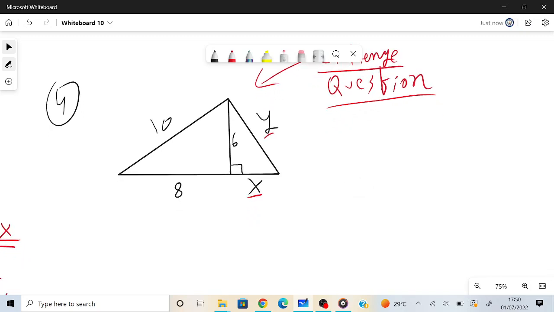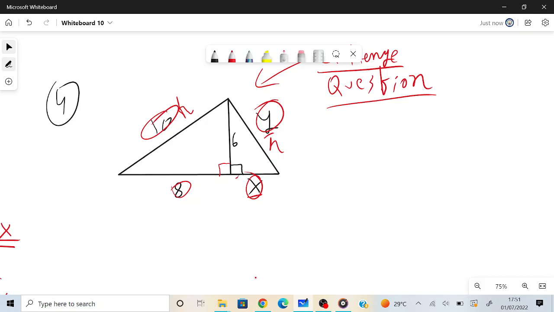So I know that they represented a right angle over here, so automatically I have a right angle over here. This is 8, this is x, this is 10, this is y. Now if you look at this question carefully, you can see that it's not structured in a proper way. Although we have the right angle here, we know this is the hypotenuse over here, and you know the hypotenuse for this right triangle is here.